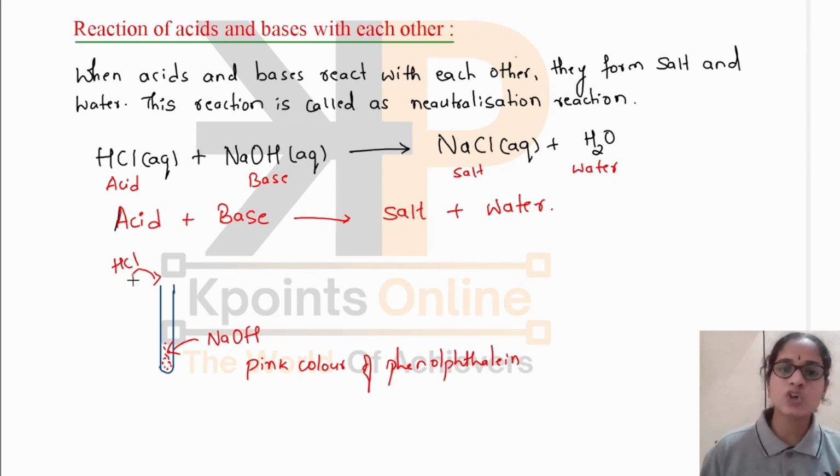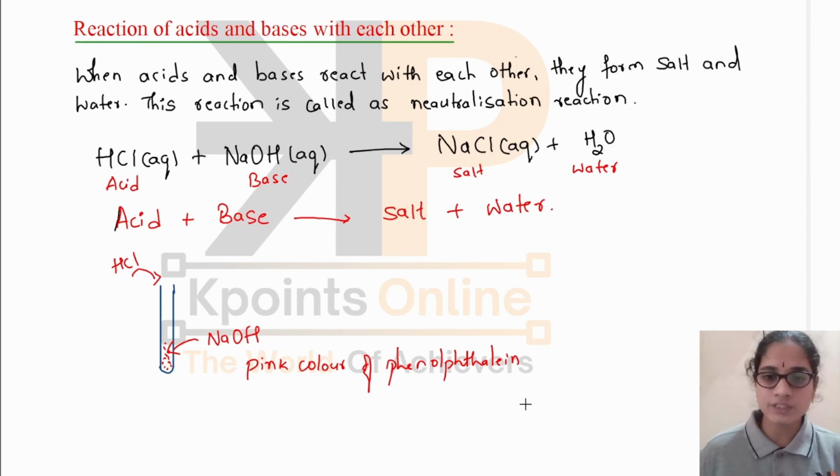Now go on adding the hydrochloric acid to it. The pink color starts disappearing as you go on adding hydrochloric acid, and there comes a point when the solution becomes colorless. We know that phenolphthalein indicator shows pink color in basic solution, and there is no color in neutral solution. So when it turns colorless, go on adding HCl to it.